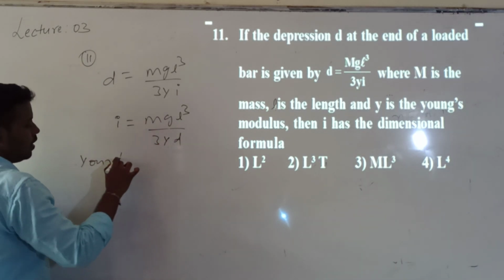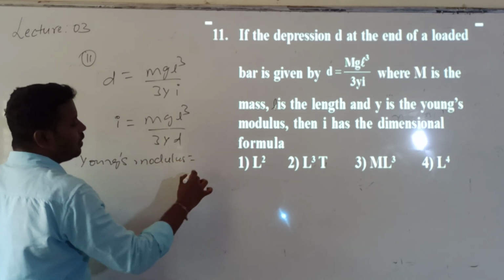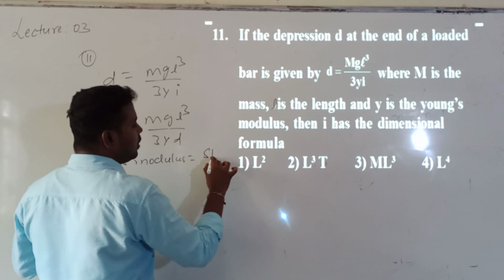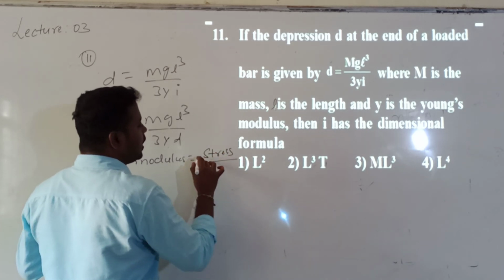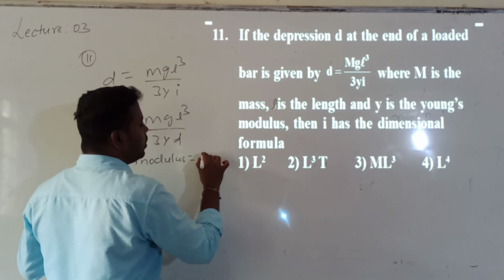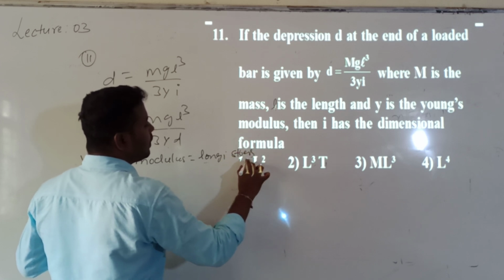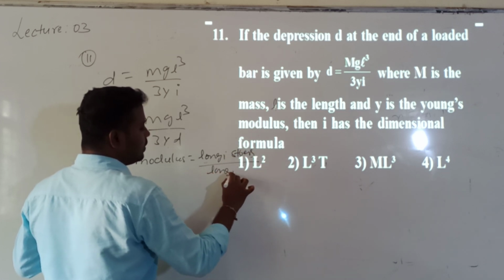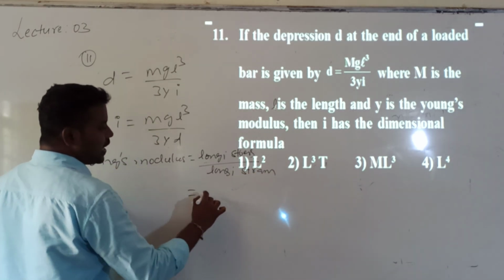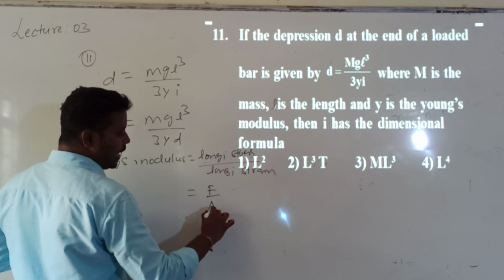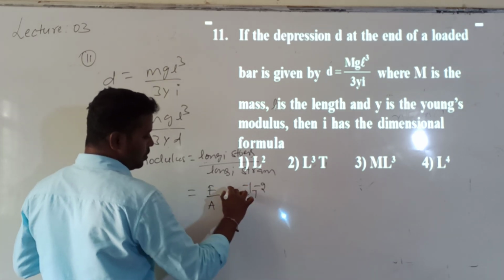So Young's modulus. What is Young's modulus dimensional formula? That is the same as longitudinal stress by longitudinal strain. But there is no dimensional formula for strain. Stress is given by F by A, which is M L power minus 1 T power minus 2.